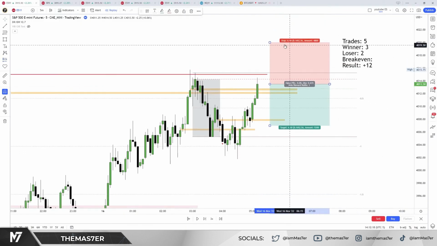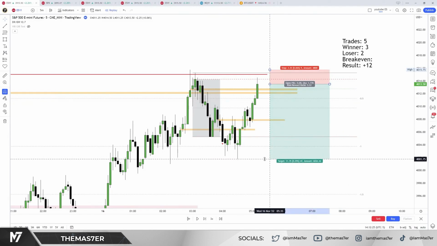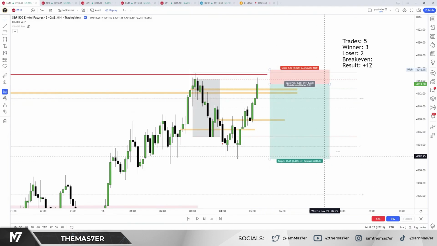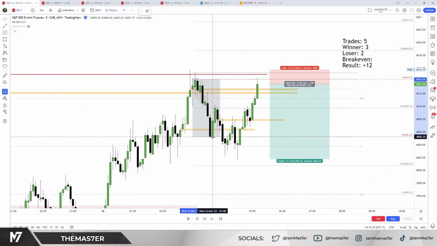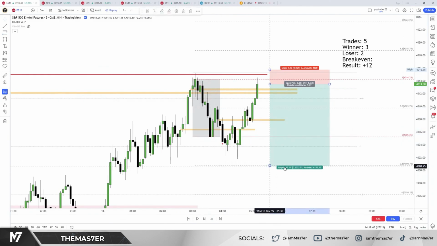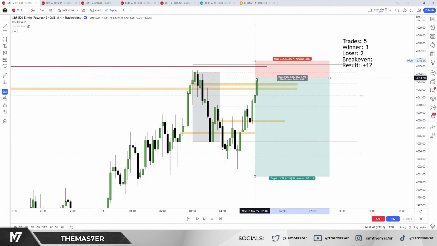Stop goes as usual, 2 ticks above the DR. Target, new low, and now I need a standard deviation from the ODR. I'm taking this quick. 0.5 is here. Okay, so that's my target. And let's see how it will turn out.